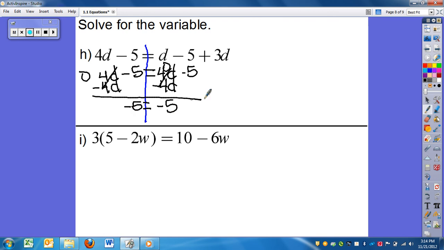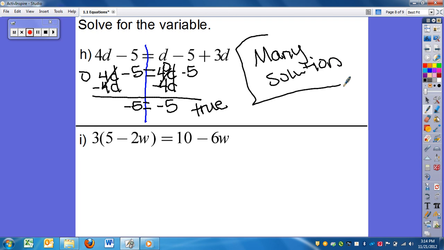Now negative 5 equals negative 5 is true. Well, because that is true, my answer is many solutions, which means I can be here for the rest of my life trying to plug in numbers, and all those numbers are going to work. There isn't any real number that doesn't work.